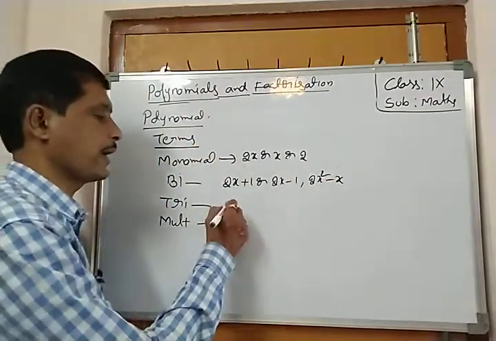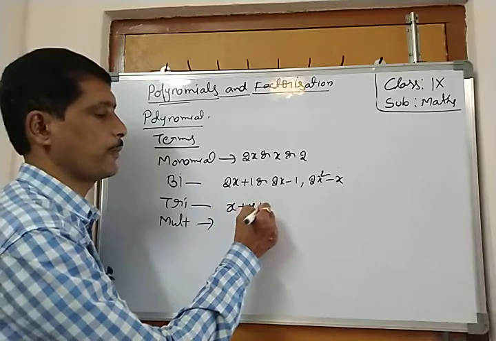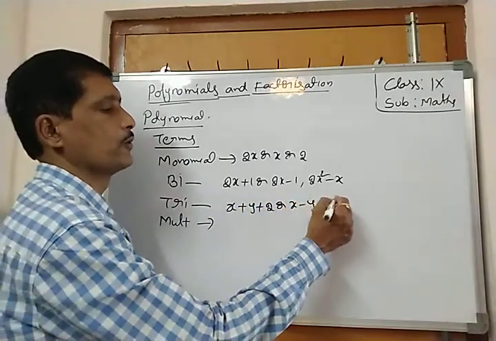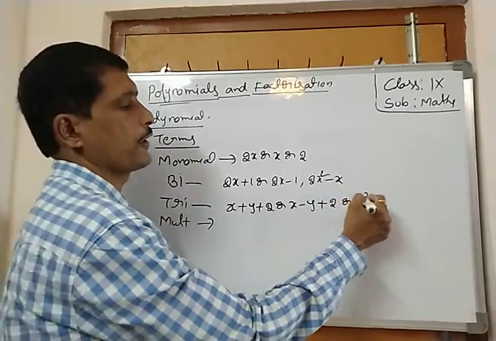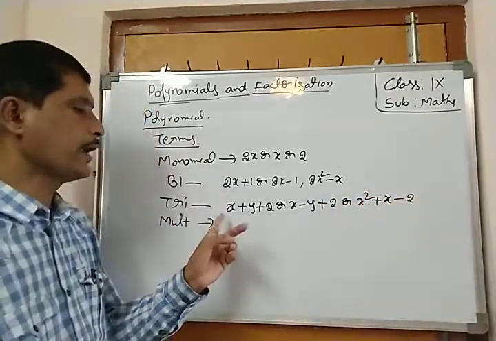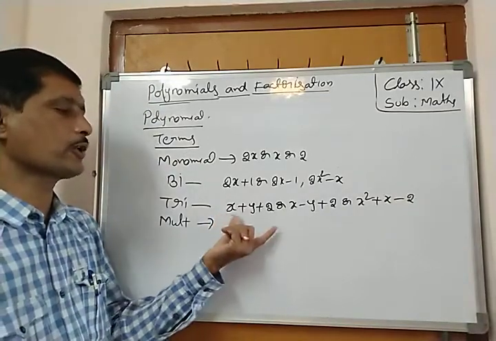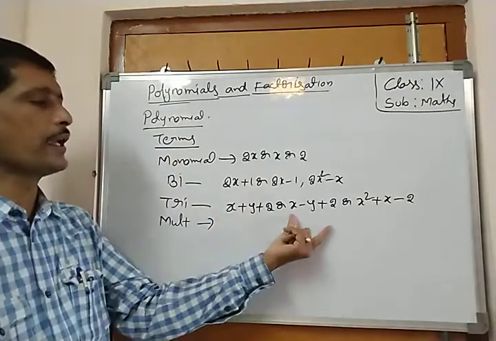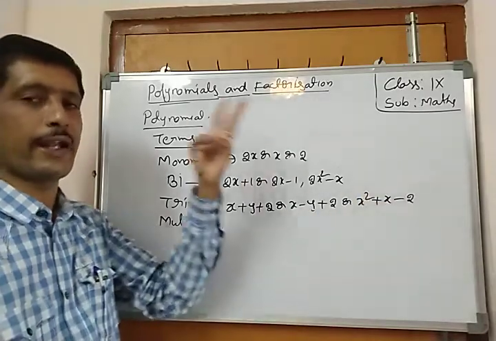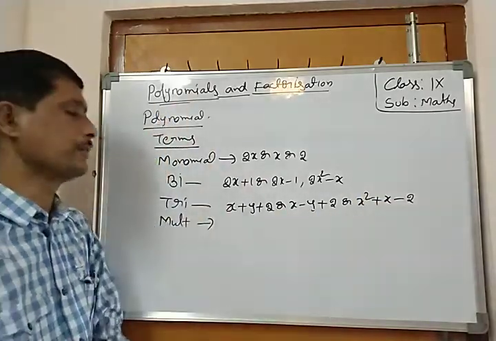Next trinomial, therefore x plus y plus 2 or x minus y plus 2 or x square plus x minus 2, whatever it may be. Here variables x and y are there. Here total how many terms? That is 3 terms. Here x minus y plus 2, also 3 terms. Trinomial means 3 terms.